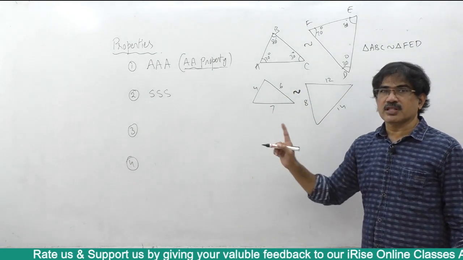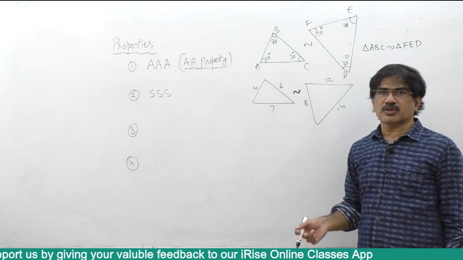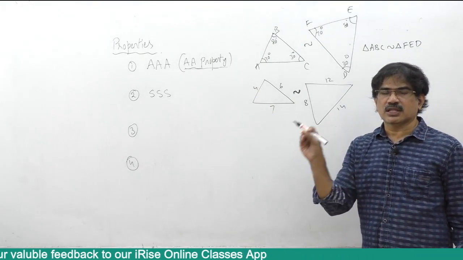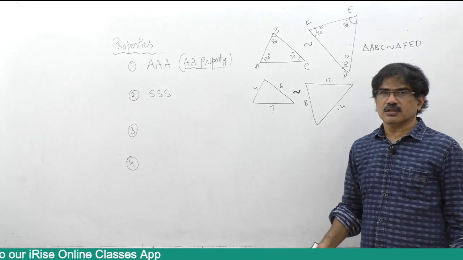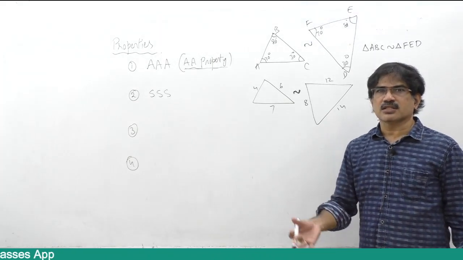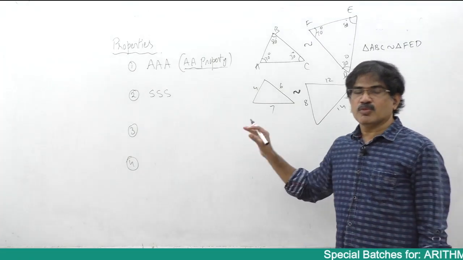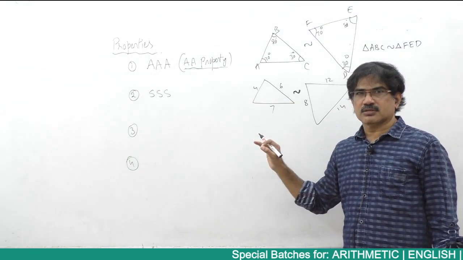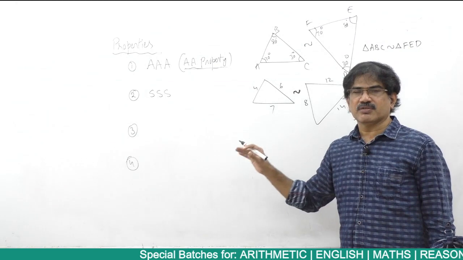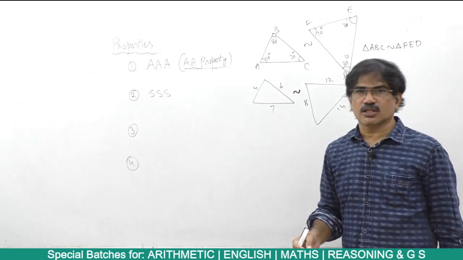These properties are very important, please. Based on these properties, we have to know whether the triangles are similar or not. If you know that the triangles are similar, the problem becomes very easy. Maximum questions in the previous questions are based on similar triangles also.